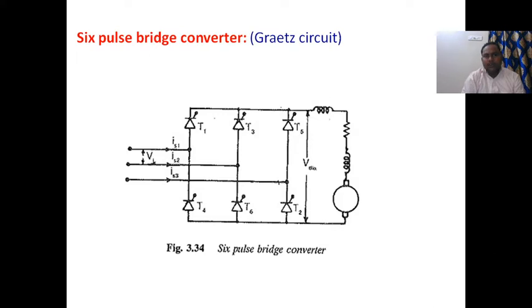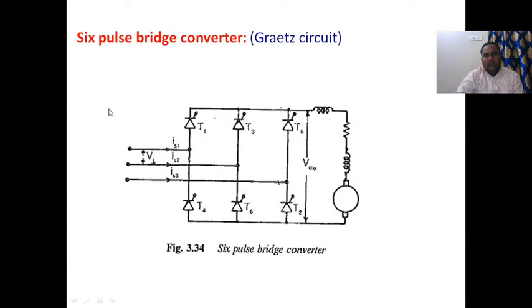So here we analyze the 6 pulse converter. In a 6 pulse bridge converter we have 6 thyristors, 3 from the positive group and another 3 from the negative group. This is T1, T3, T5, and T4, T6, T2. The upper are the positive thyristors, the lower are the negative thyristors. The currents are IS1, IS2, IS3. So this is the output voltage.